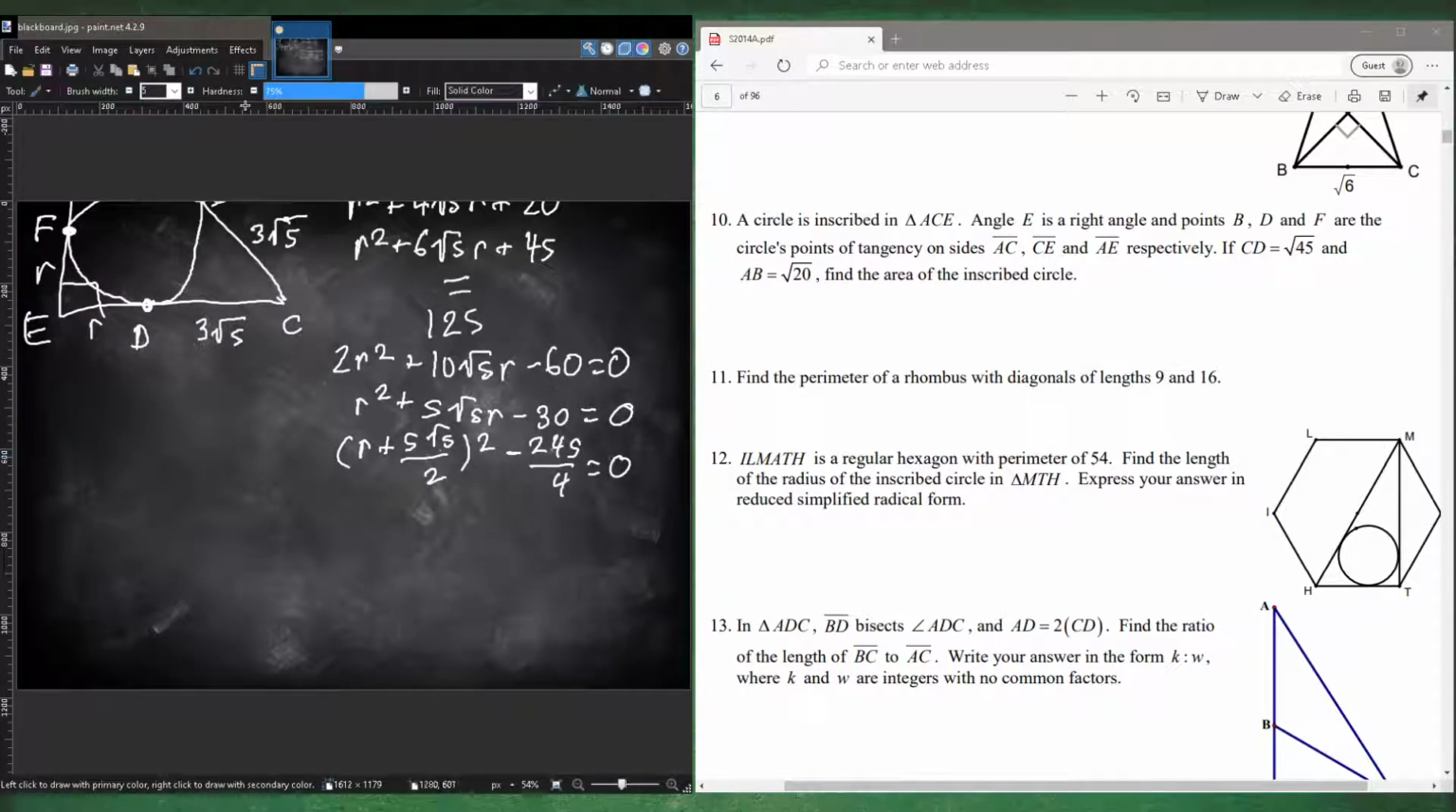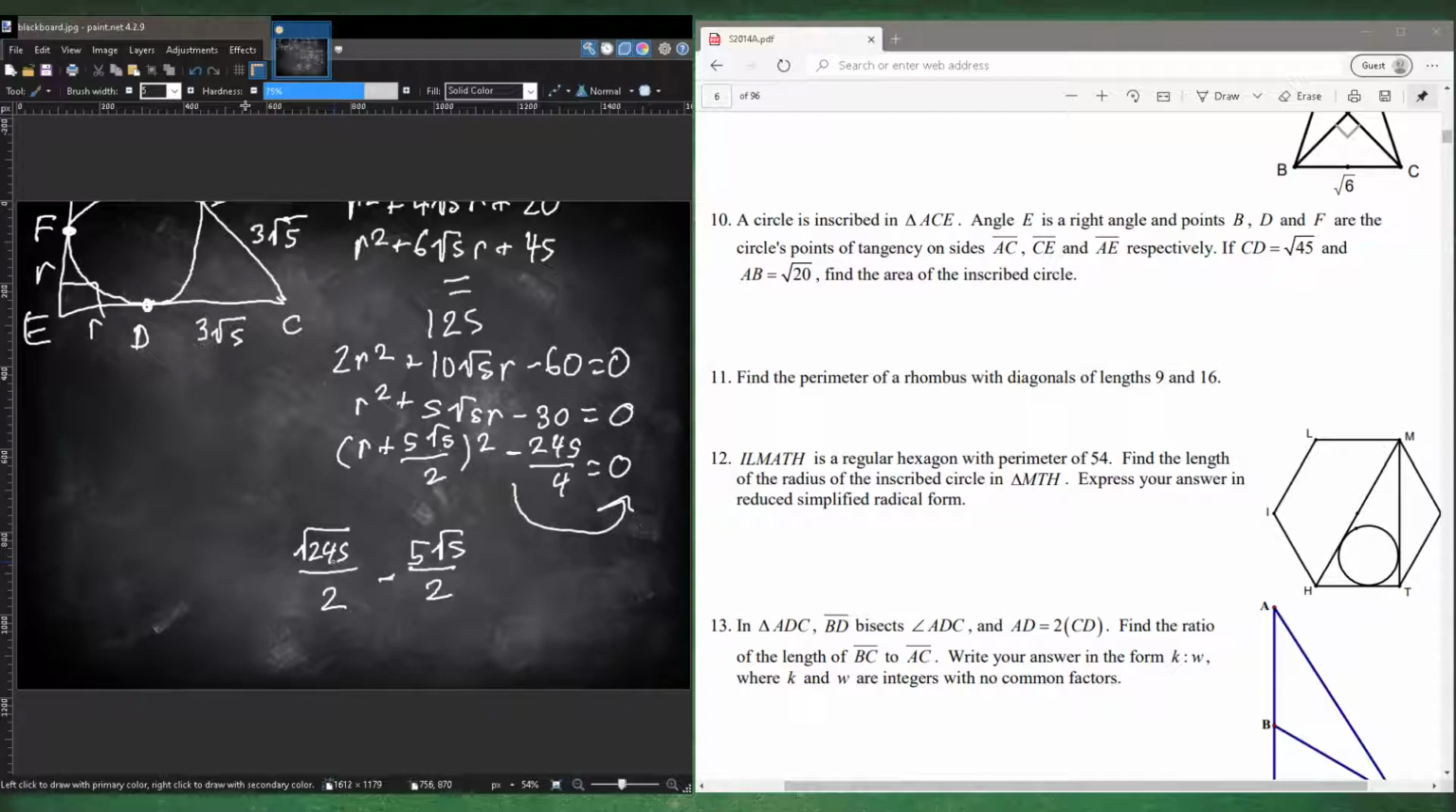Okay, and that's usually how I like to think about it. Now if you move this to the other side, it becomes positive, and then you take the square root because it's squared. So square root of 245, and then square root of 4 is 2. And then you have to subtract the thing that's inside, which is 5 square root 5 over 2, to get our radius. So what is 245?